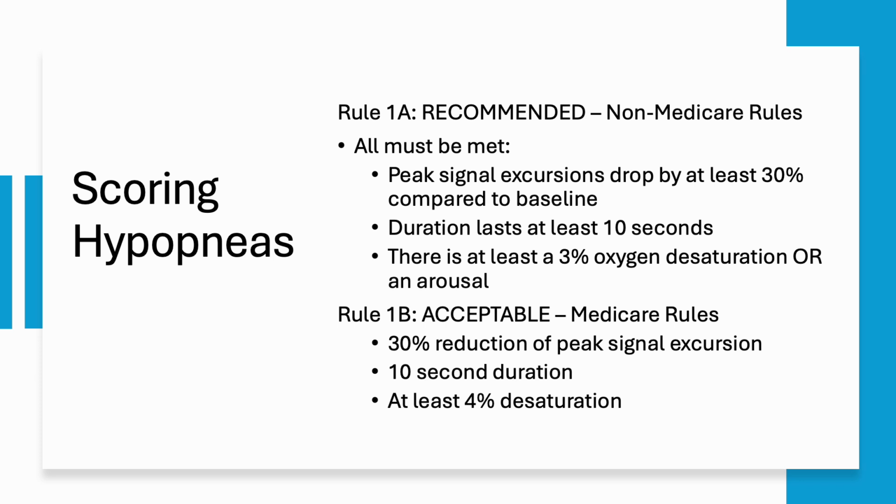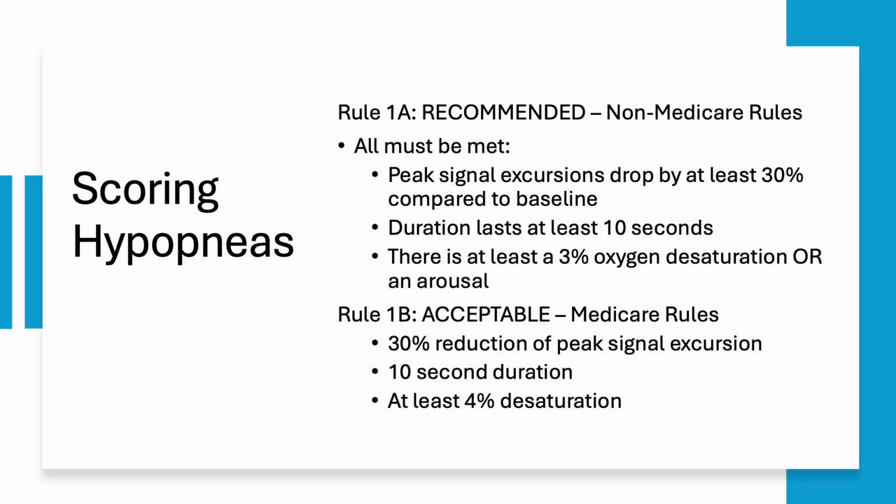The other difference between hypopneas and apneas is that hypopneas require at least either a 3% oxygen desaturation or an arousal. You can have either one or both. This is the classic AASM way of scoring hypopneas: at least 30% signal loss associated with an arousal or a desaturation. That is the recommended rule 1A.